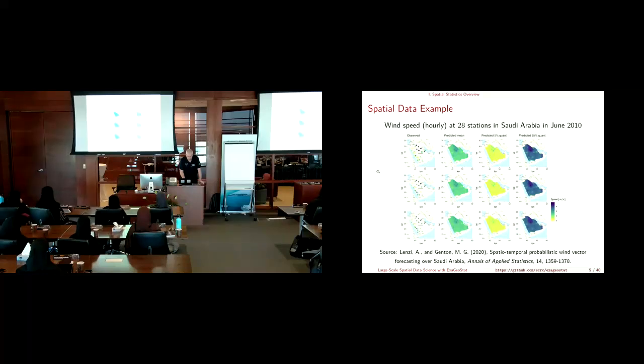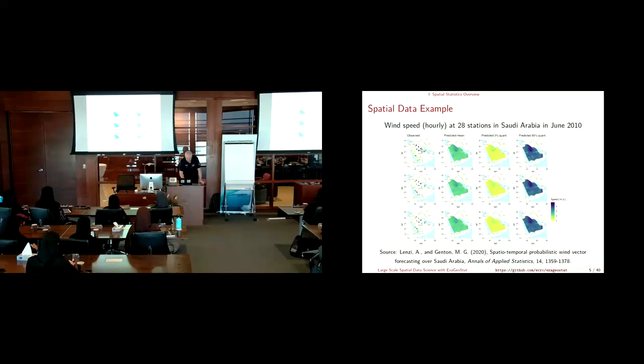The different rows represent different times. So let's look at the first row, the first time. The data would look like this. You have a map of Saudi Arabia, and these dots that represent the 28 locations. They are colored to represent the strength of the wind speed. So the closer to yellow and light green, the lower the speed, and the more blue and dark, the higher the speed of the wind. So you have this information at these 28 locations, and you can see some structure.